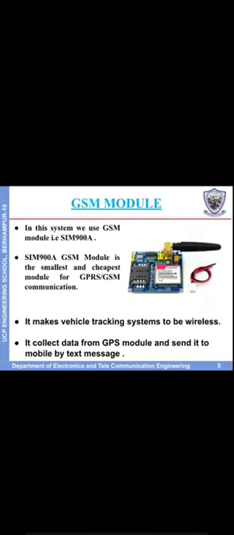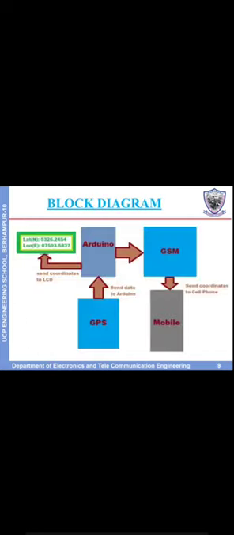Moving on. GSM module. In this system, we use a GSM module, that is SIM 900A. The SIM 900A GSM module is the smallest and cheapest module for GPRS or GSM communication. It makes the vehicle tracking system wireless. It collects data from the GPS module and sends it to mobile by text message.